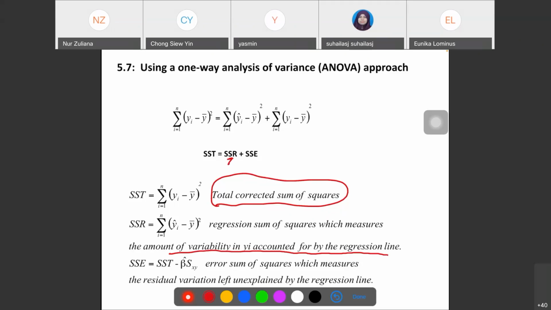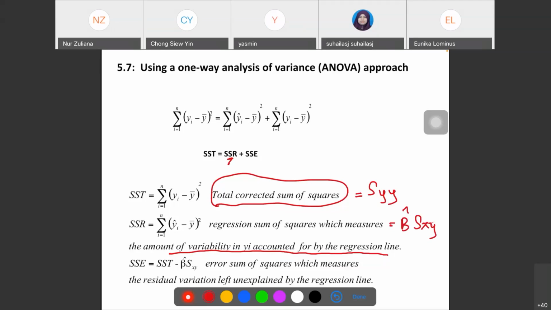Sum square error is just summation yi minus y hat square. So if we refer back to here, something wrong with module, SST. So SST is just sum square total, your SYY actually. That means kita dah ada value SYY. SSR you can compute as beta hat times SXY. So that is your SSR. Sum square total is SYY, and sum square regression is just beta hat times SXY.